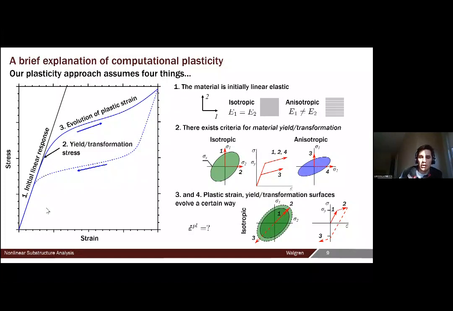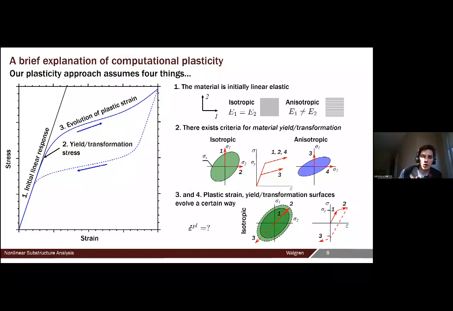So plastic strain can evolve in a non-associative or an associative way, and then the yield or transformation surfaces can evolve either isotropically, so it's just the yield surface grows, or it can evolve kinematically, where the yield surface shifts through stress space. So these are the 4 main ingredients to, or at least the computational plasticity models that we're using in this work. And the point I want to make here is that there's a ton of freedom and there's a ton of existing literature from the great mechanicians that have been working on this for the last 60 or 70 years. And we have a lot of flexibility to capture a wide range of material responses.